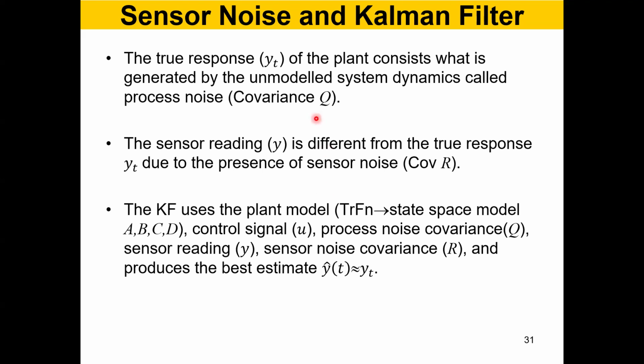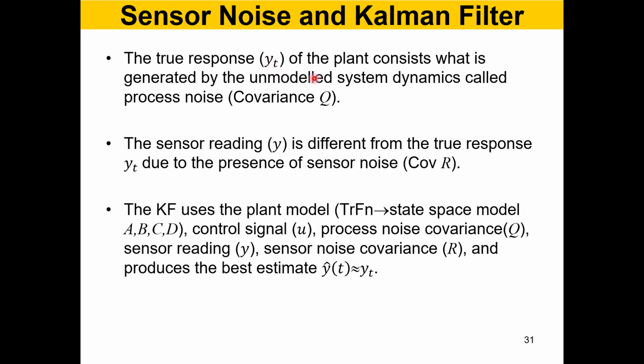Okay, right. Now, I have 3 points to tell you about noise and the Kalman filter. I want to teach you specific things by numbers 1, 2, 3, and so on, so it's very easy for you to understand and remember. The number one thing is the true response, Y sub T, the true response from the plant. It consists of what is generated by the unmodeled system dynamics, or process noise. As you know, you cannot model plants very precisely, because there's always something that you cannot model. But when you operate a plant, all of these things are there and they generate the response. That is why I call it the true response.